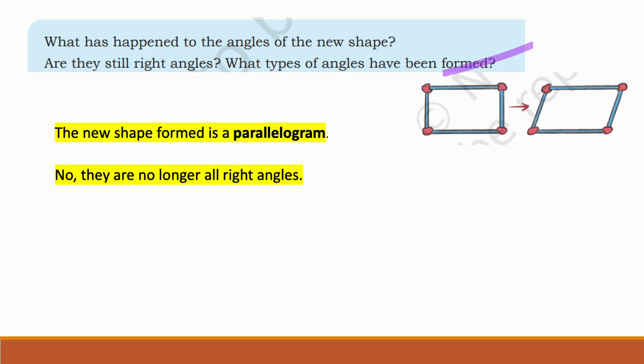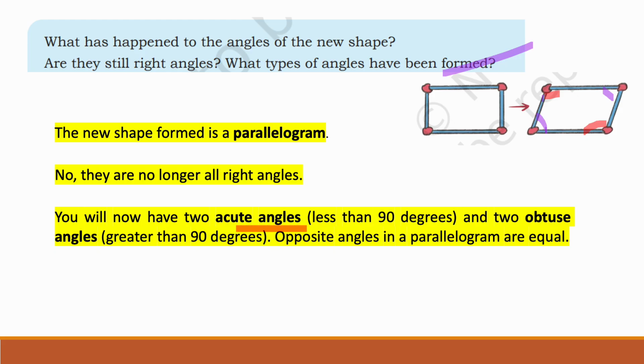See this picture, you can see these two angles are acute angles. And these two angles are obtuse angles. So, you will now have two acute angles and two obtuse angles. Acute angles are less than 90 degrees. They are less than right angles. Obtuse angles are greater than 90 degrees. They are greater than a right angle. So, opposite angles in a parallelogram are equal. These two angles are acute angles, and these two angles are obtuse angles.